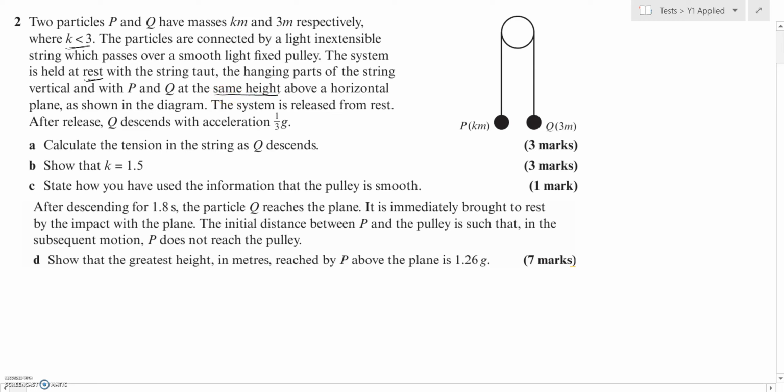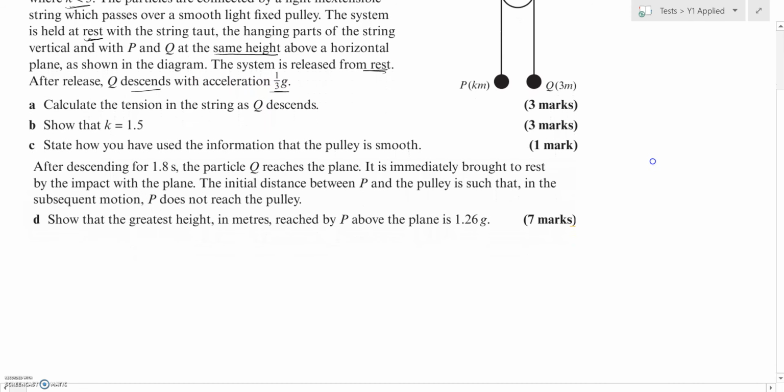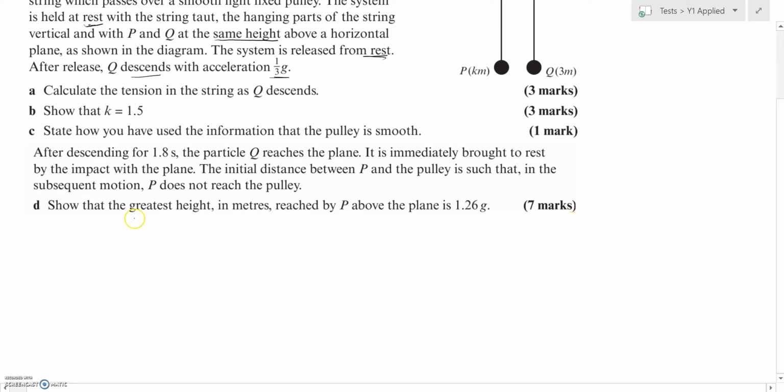So they've given us a diagram this time. The system is released from rest. After release, Q descends with an acceleration of 1/3 g. So I'm just going to redraw that diagram.